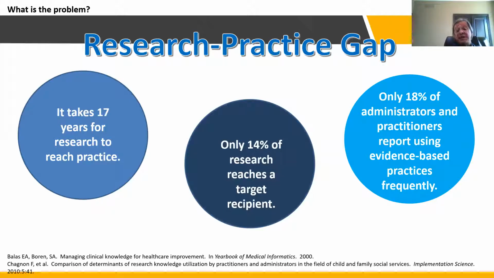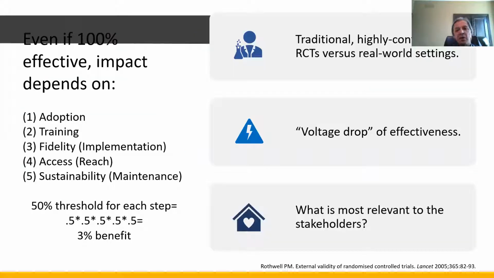And this is interesting because I found this wonderful publication by Dr. Ballas and Dr. Boren, our people from the University of Missouri and HMI, showing that it takes about 17 years for research to reach practice. Only 18% of practitioners and administrators report using evidence-based practice. So it takes a long time for evidence-based practice to come to fruition and be utilized in the field. And a great portion of that problem is attributed to a lack of appropriate dissemination and implementation research that helps people make that potentially effective or efficacious intervention into a practical element.